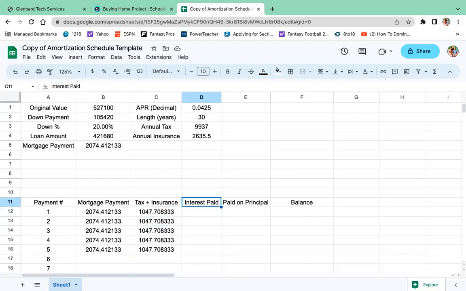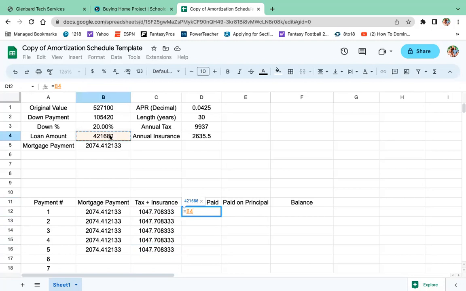Okay. Interest paid. This is a little special. Okay? It's not going to be the same formula for the first month as it is for the other months. So we're just going to do 1 month right now, and then we'll go on from there. The interest you pay per month is based on how much the remaining balance of the home is. So to start off, it's based on this loan amount. So equals the loan amount, that's your principal.